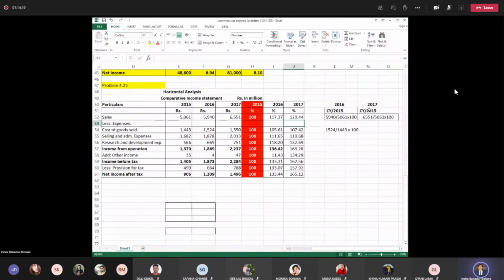We calculate the percentage of each and every value, and these percentages can be plotted in the graph. Then we can see the percentage of sales or percentage of cost of goods sold. Each and every component can be plotted in the graph. Then an increase, decrease, or fluctuation can be seen. And other income is 47, means 134 percentage of the base year. It means it is 34% more than the base year.